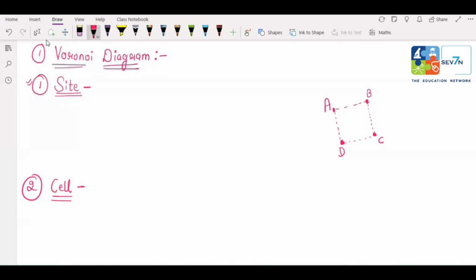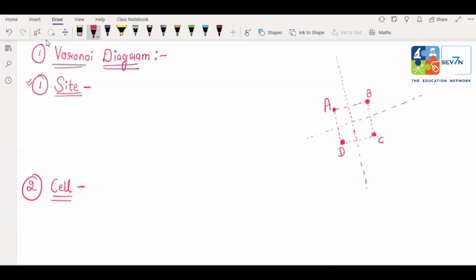Actually, before defining the theoretical definition of all these 4 key features, I just need to explain with the diagram, so that you are able to get the theoretical definition very easily. Initially, the step is to take 4 set of points, and those 4 set of points are known as sites. Now you just need to make a perpendicular bisector on each and every line.